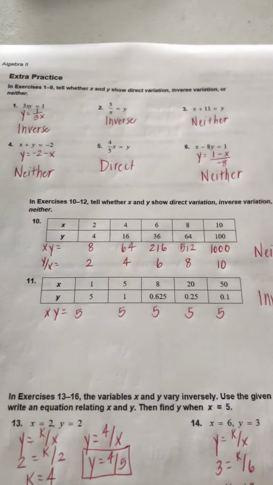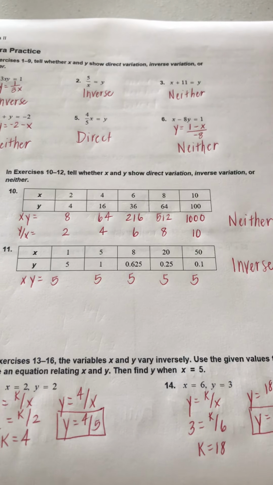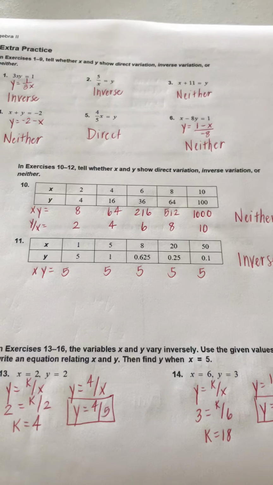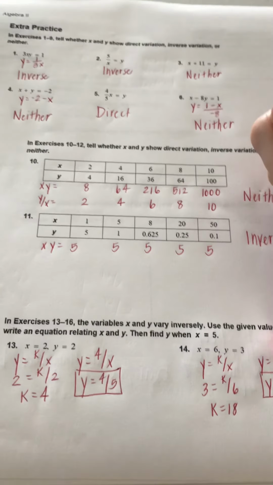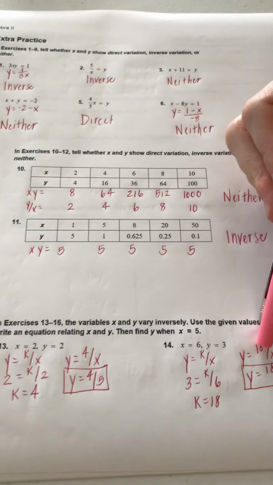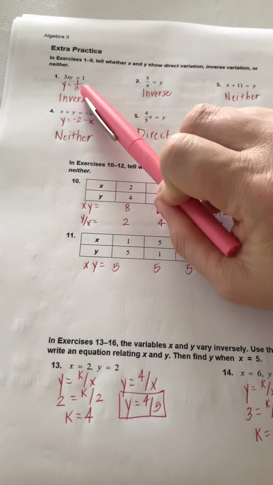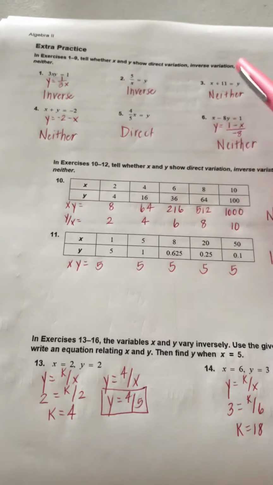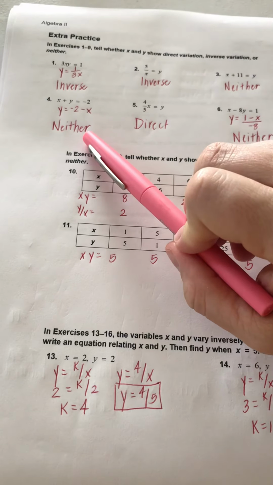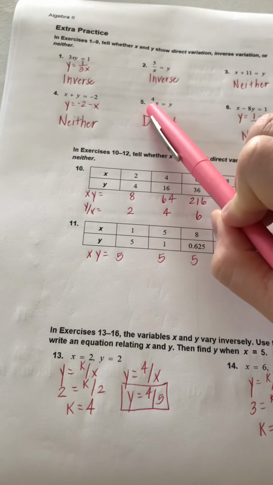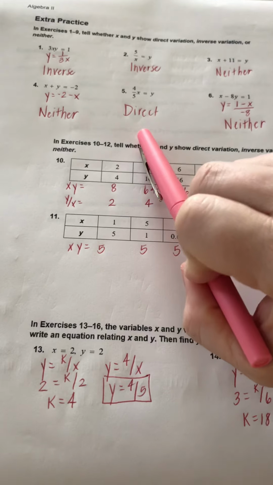This extra practice is just deciding if things are inverse, direct, or neither, and then 2 more examples of equations. So you can use this to help you on your homework. If x is on the bottom, it's inverse. Adding and subtracting is neither. If x is multiplied by a number, it's direct.